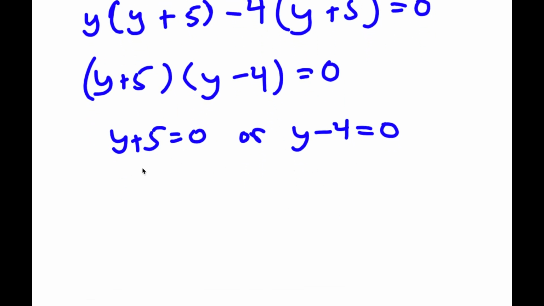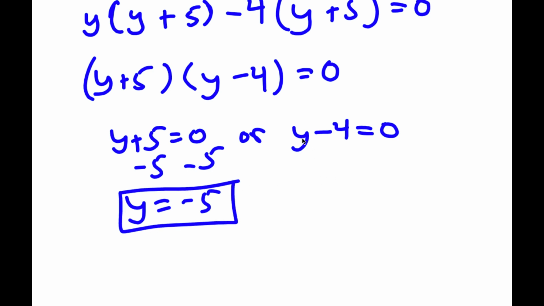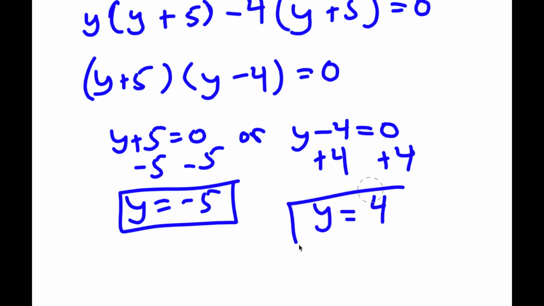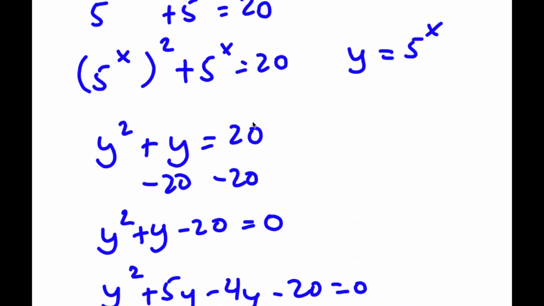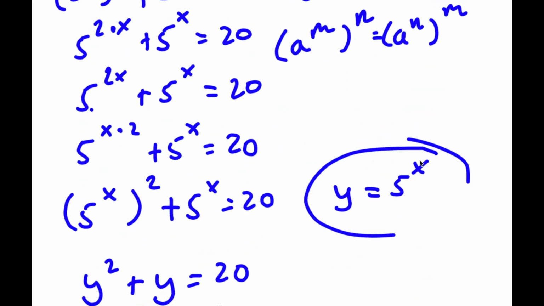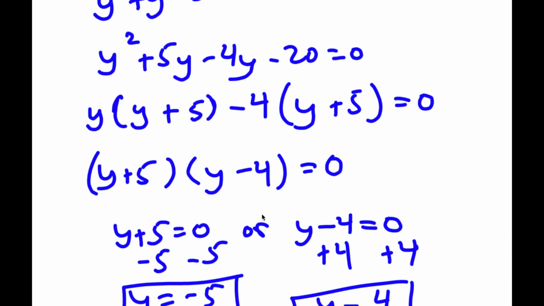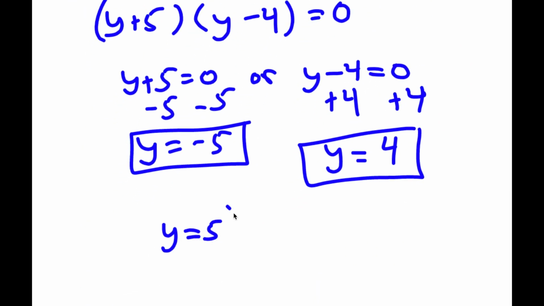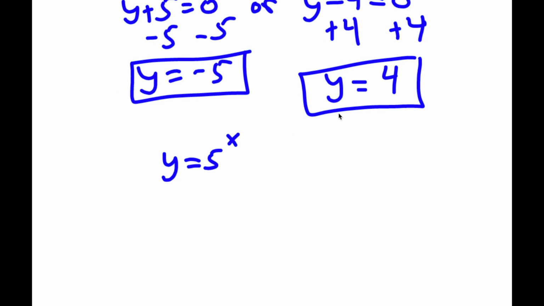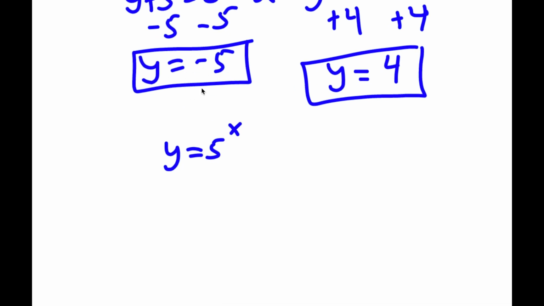So for y plus 5 equals 0, I simply subtract 5 on both sides, so I get y is equal to negative 5. Now for y minus 4 is equal to 0, simply add 4 on both sides, so I get y is equal to 4. Now remember, we set y equal to 5 to the power of x. So if y is equal to 5 to the power of x, now we have two values for y, so let's first start by replacing y with negative 5. So negative 5 is equal to 5 to the power of x.